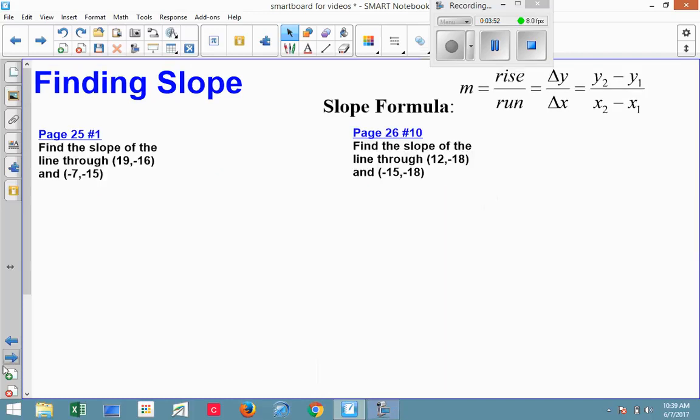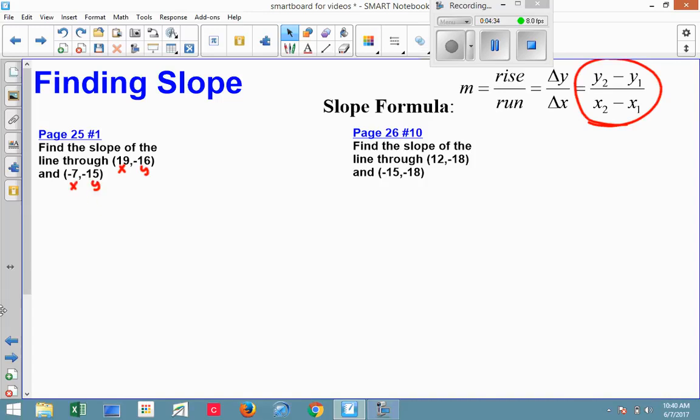Okay, now we're going to take a look at finding the slope if we have 2 points. I am still going to use my formula, but now I care more about this version of the slope formula, which says y2 minus y1 divided by x2 minus x1. I'm going to take a look at problem number 1 on page 25. First of all, by my coordinate points, I'm going to label the x's and the y's.